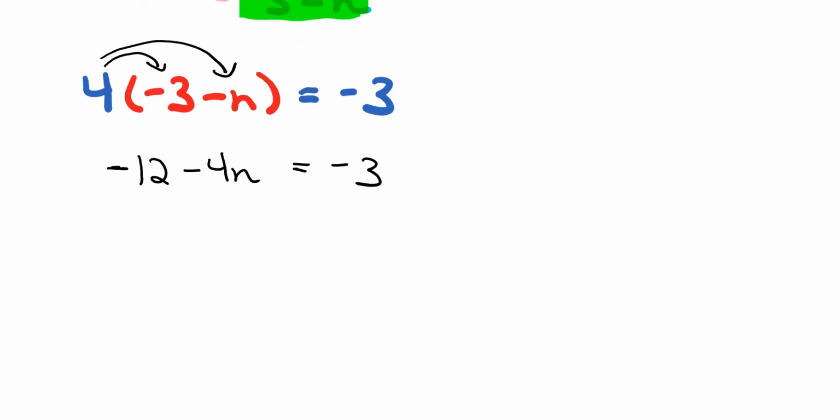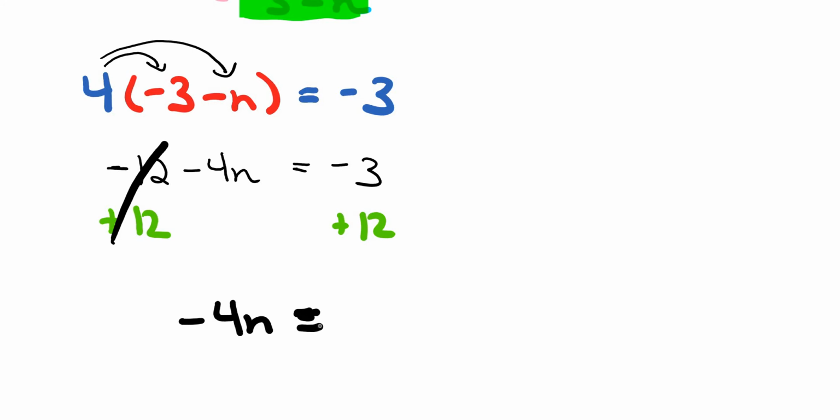Then let's solve for the n variable. Let's add 12 to both sides. If I do that, the 12's cancel, so -4n equals -3 plus 12, which is going to be 9.